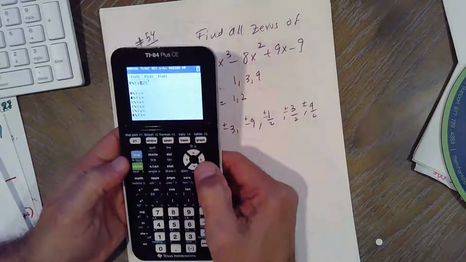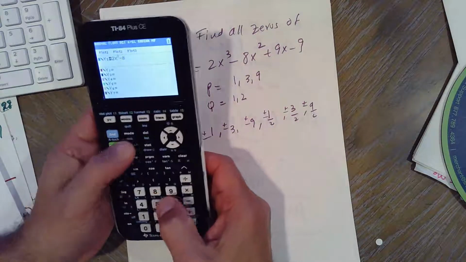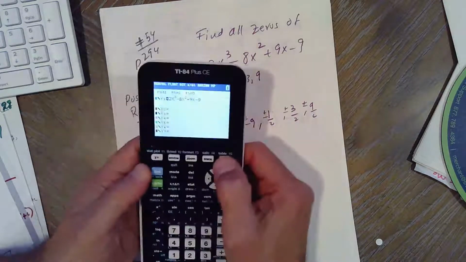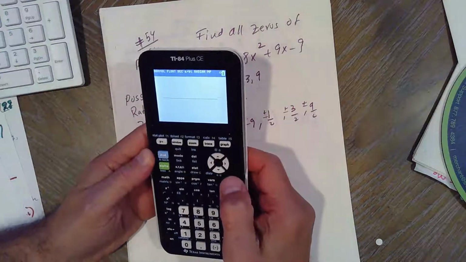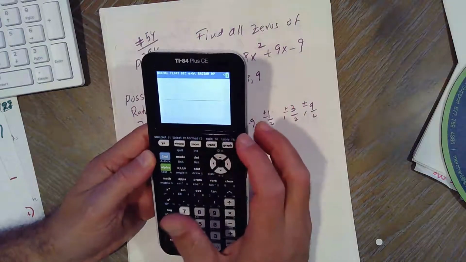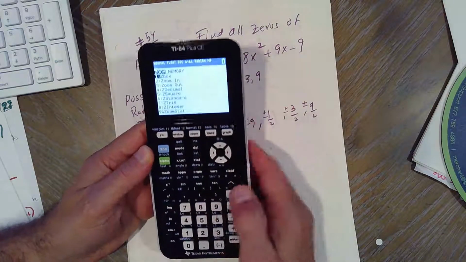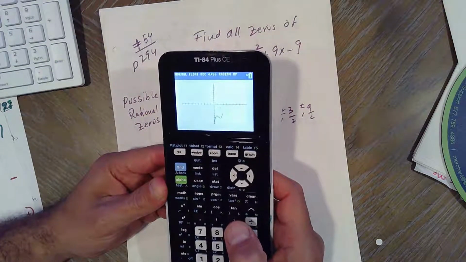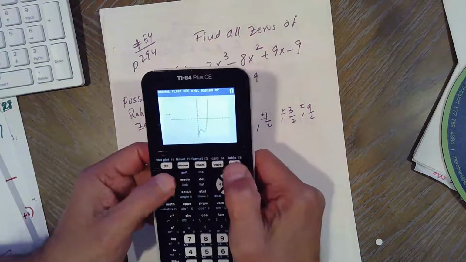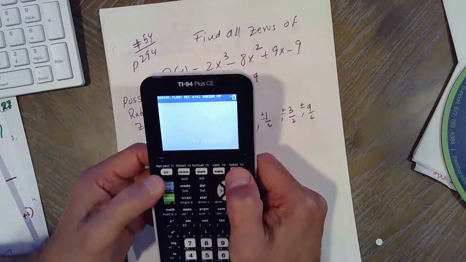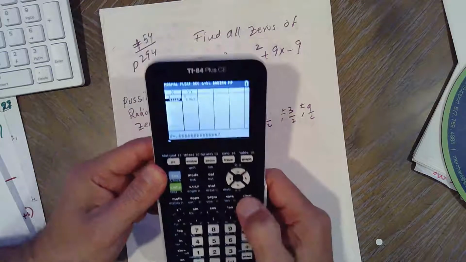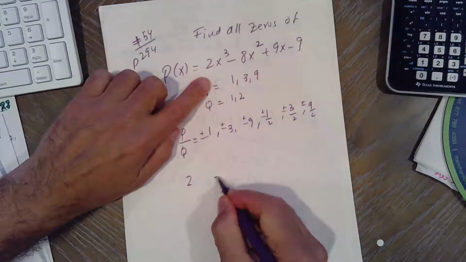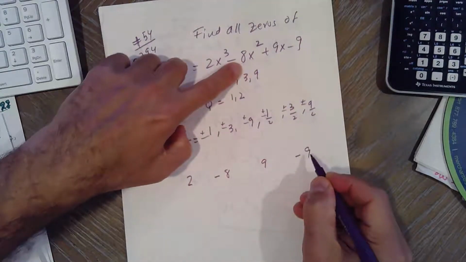Of 2x cubed minus 8x squared plus 9x minus 9. If we graph it, oh, let me zoom that. We're going to do zoom 6. And it looks like 3 is a zero. Let's check the table. Is 3 a zero? Yep. So we're going to divide by 3 using synthetic division. That's why it's important to know synthetic division. It saves us a lot of work.